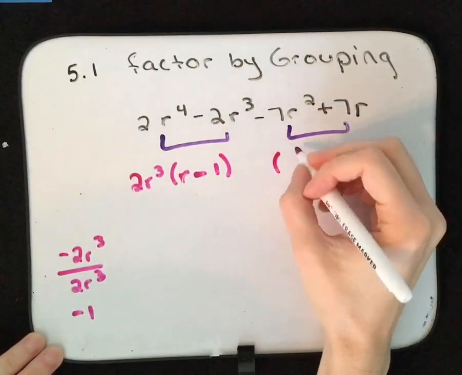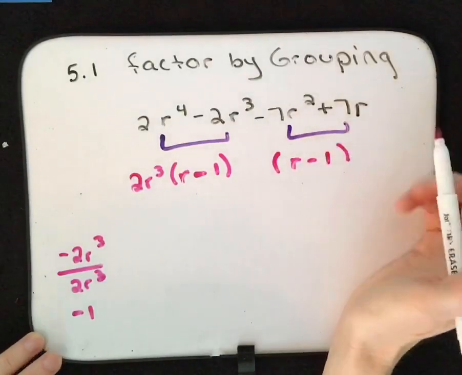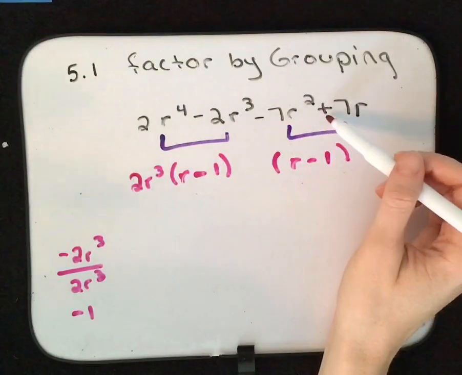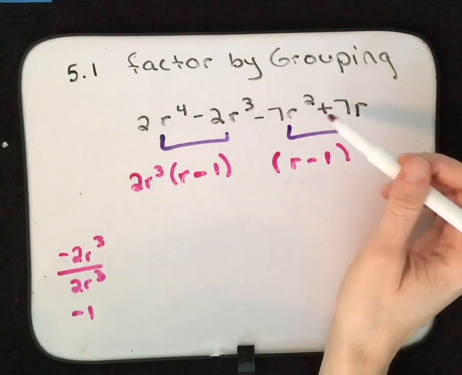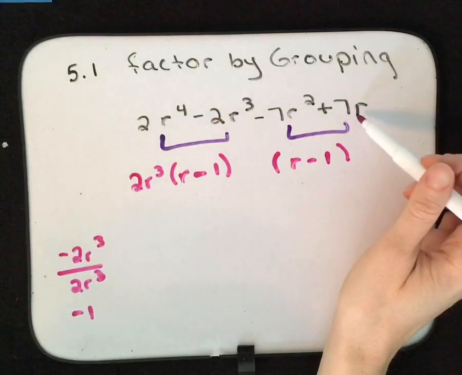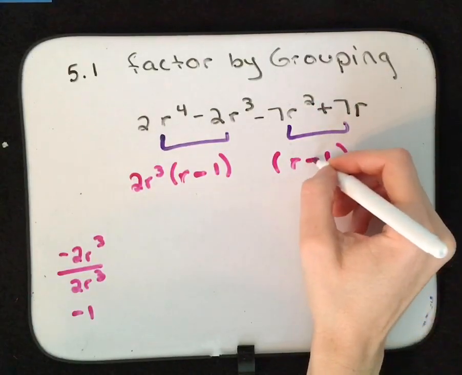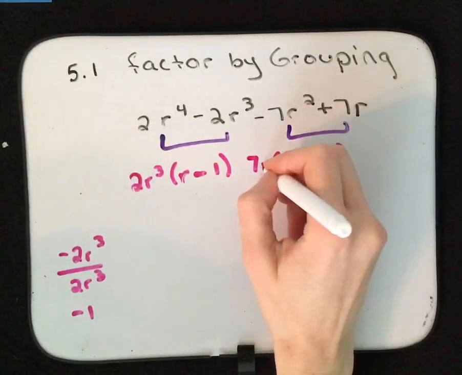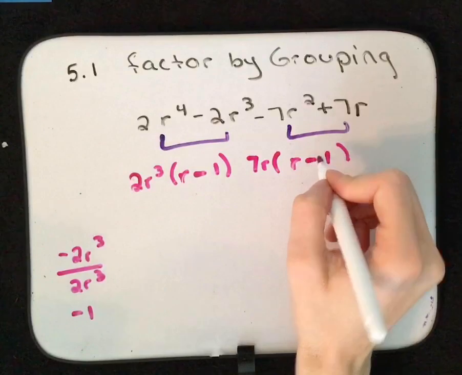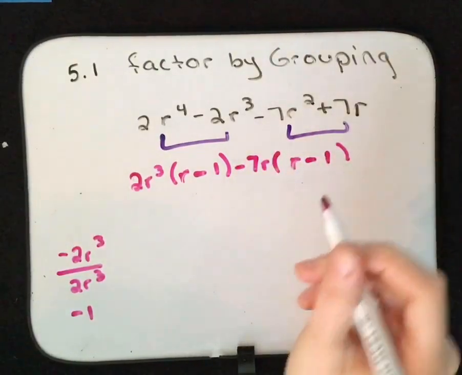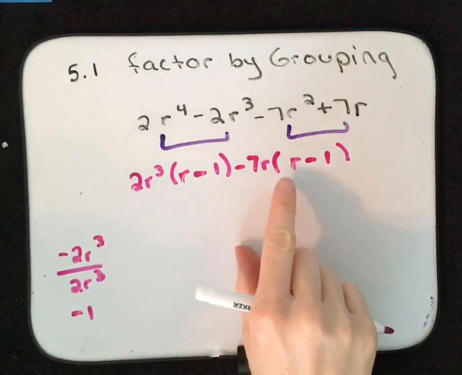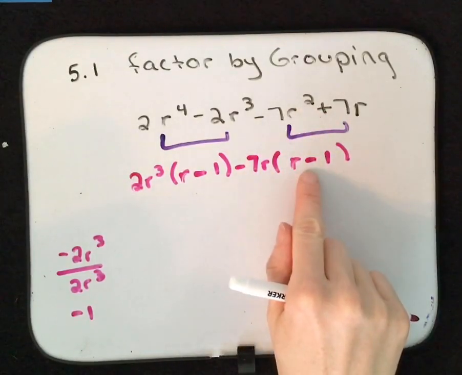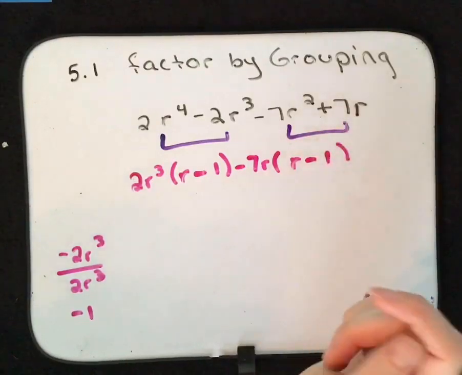Now we know this has to match. So what is in common between negative 7r to the second and 7r? Well, I need it to be left with r minus 1. Well, I can pull out that 7. I can pull out a common r. But to get it to be r minus 1, I also need to pull out that negative. If you distribute that back, negative 7r times r is negative 7r to the second. Negative 7r times negative 1 is positive 7r. So now we've got it.